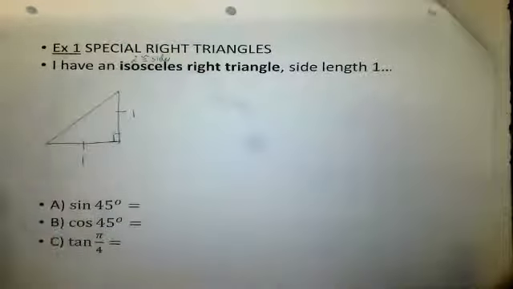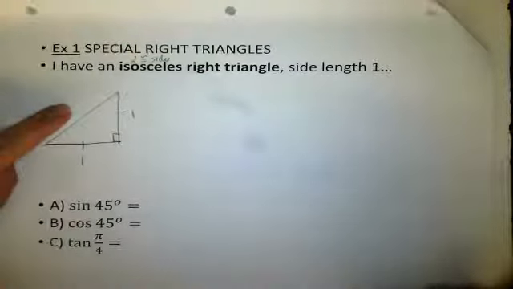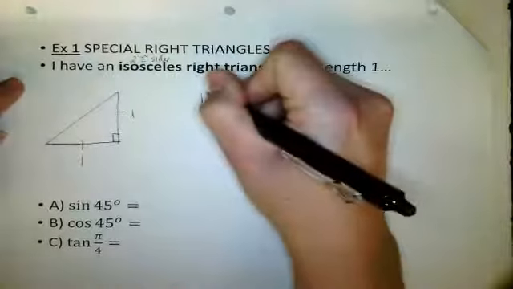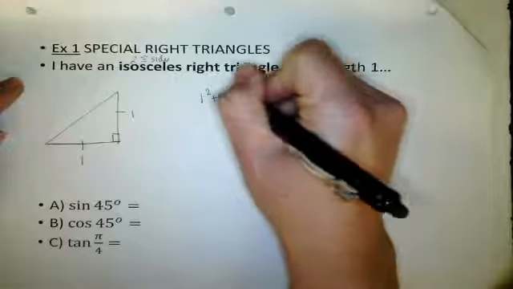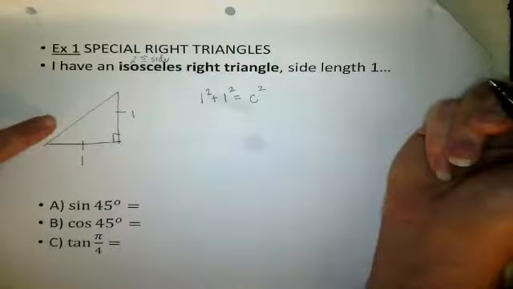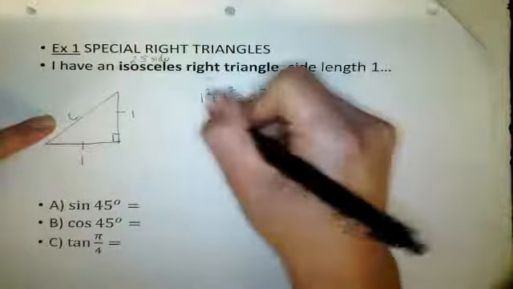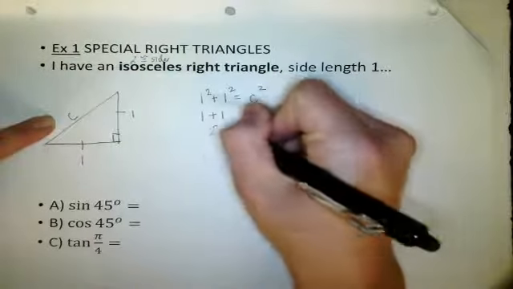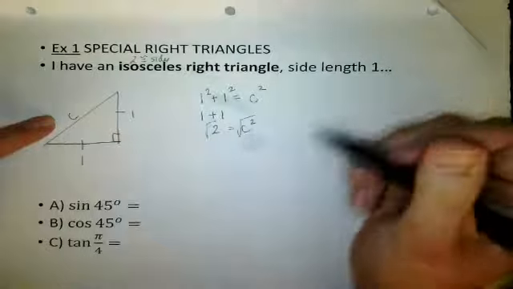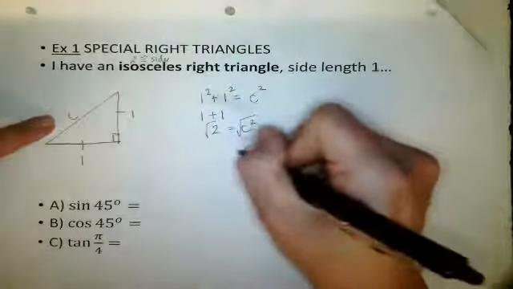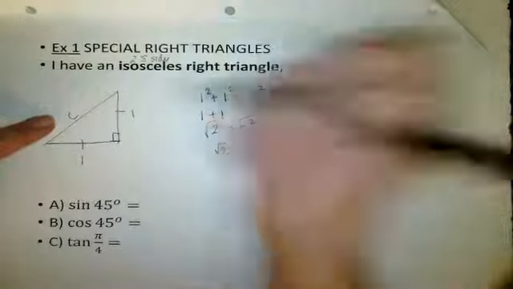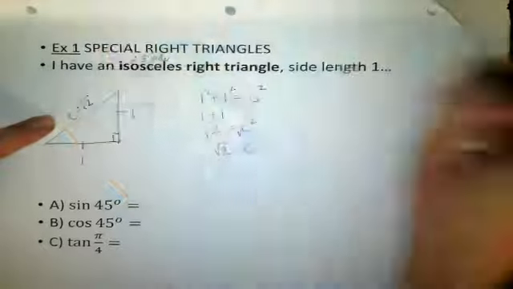What I would like to do is figure out the third side. How can I figure out the third side? A squared plus B squared equals the hypotenuse squared. So 1 plus 1 is 2, and then you take the square root. This is really, really complicated math here. So the hypotenuse has a length of radical 2.